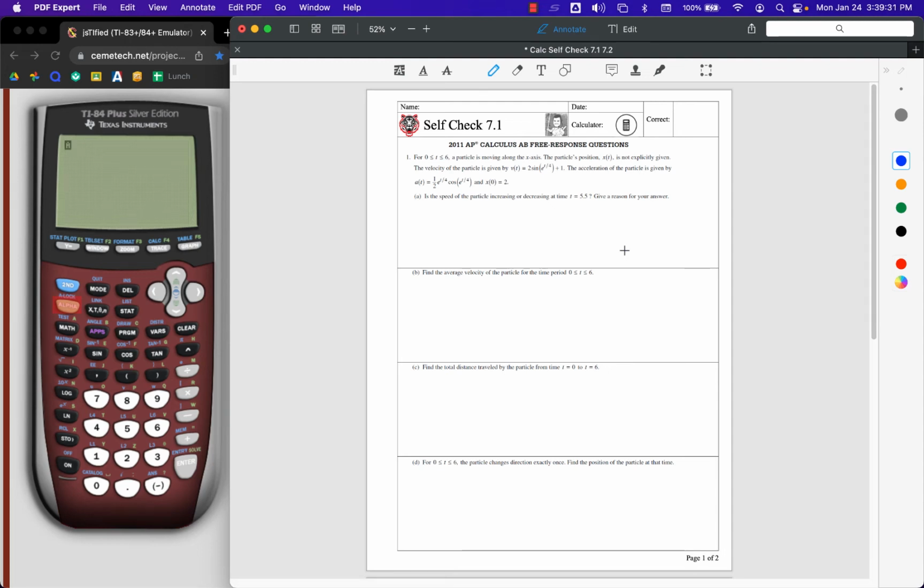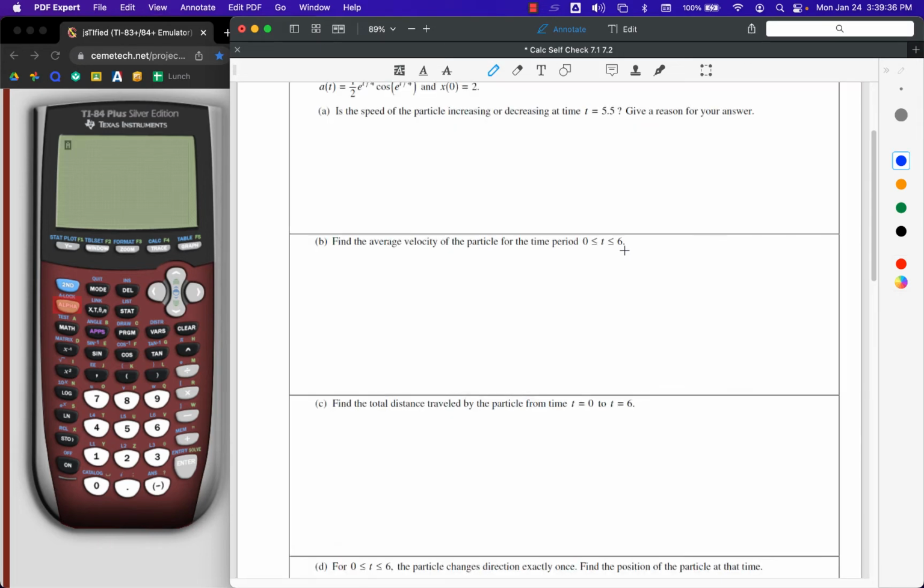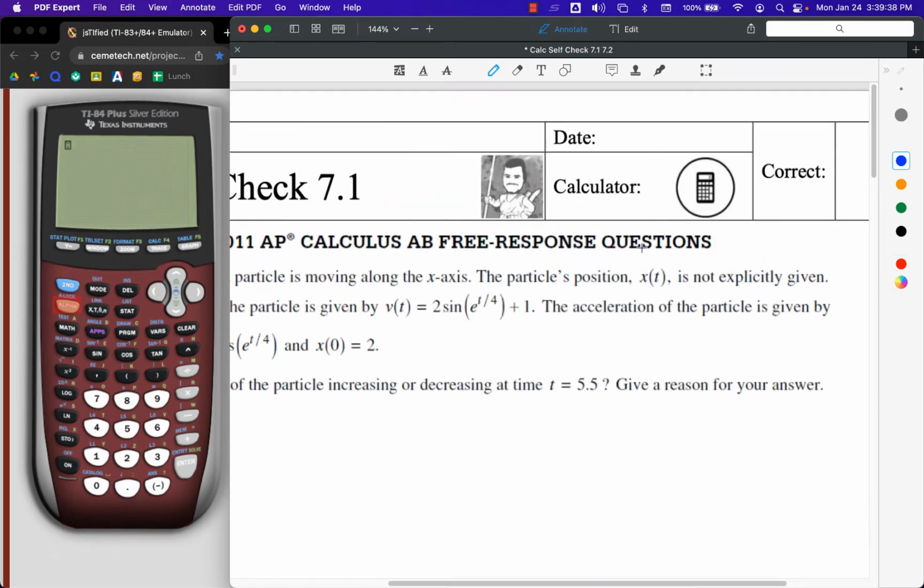Welcome to AP Calculus, Self-Check 7.1. Let's go ahead and zoom in here and get started. I'm actually going to zoom in even more so I can write neater.